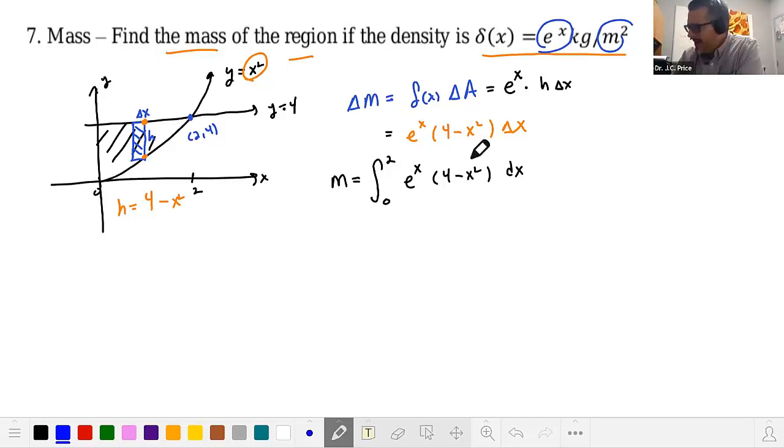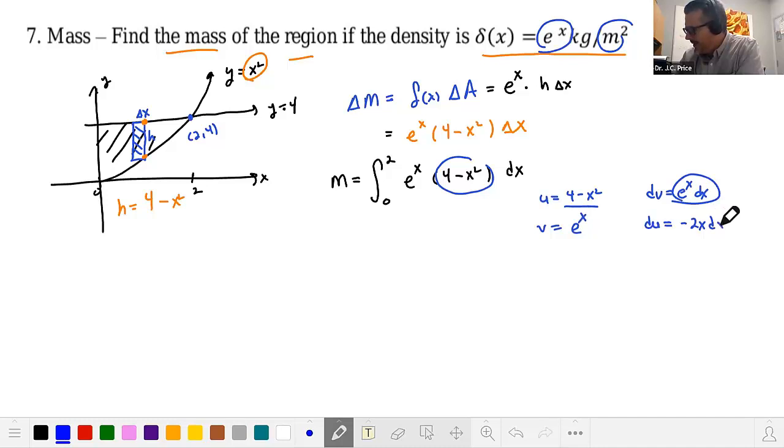And so I'm going to let my u be equal to this guy. So u is going to be equal to 4 minus x squared. And then my dv will be what's left over. So I have left over an e to the x dx. And I can find du by simply taking a derivative of this, which is just equal to negative 2x. And I can find v by taking the integral of that. So the integral or antiderivative of e to the x is just e to the x. Oh, and don't forget your dx over here.